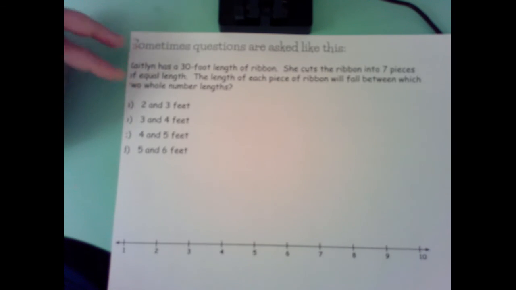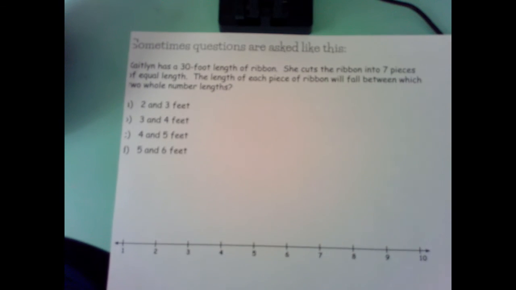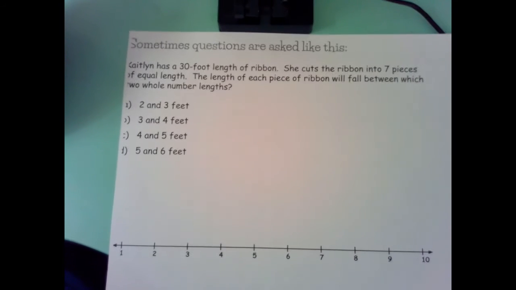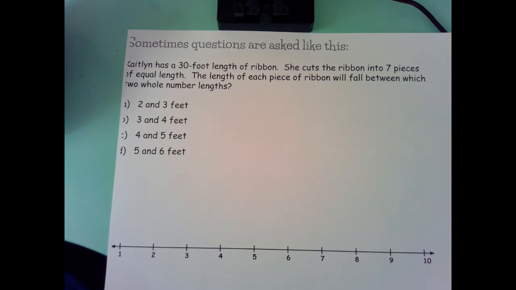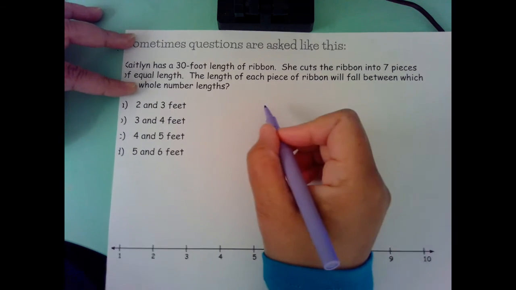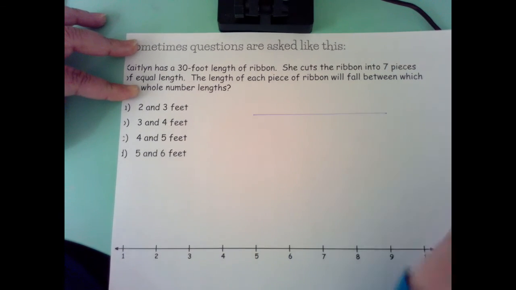All right, for the last one, sometimes they're going to ask you between what 2 numbers a number falls. So you're going to solve it and then you're going to kind of use a number line. So I put a number line down here for us. So Caitlin has a 30-foot length of ribbon. Ooh, that's about 30 feet.